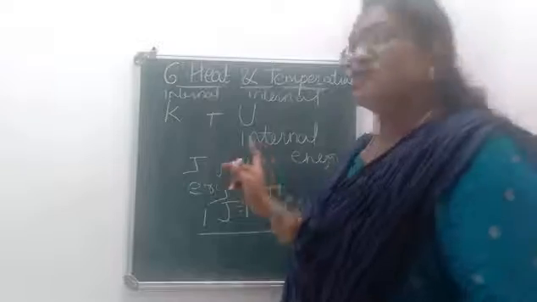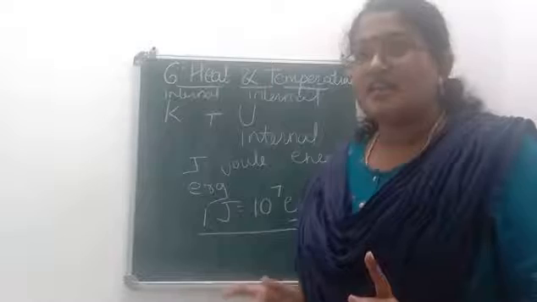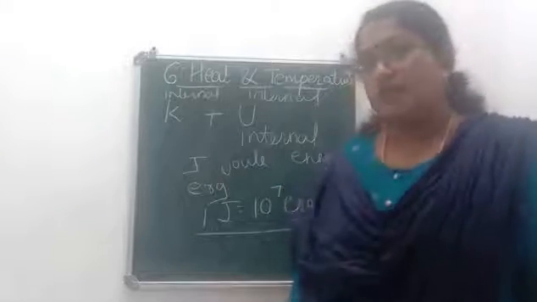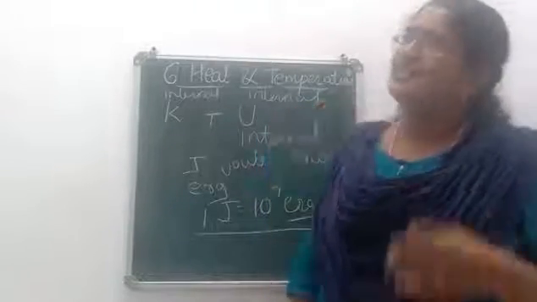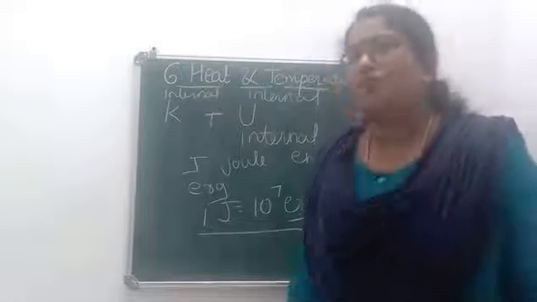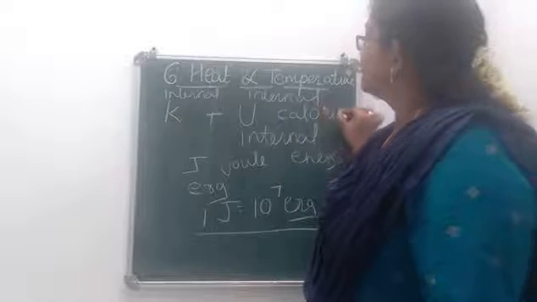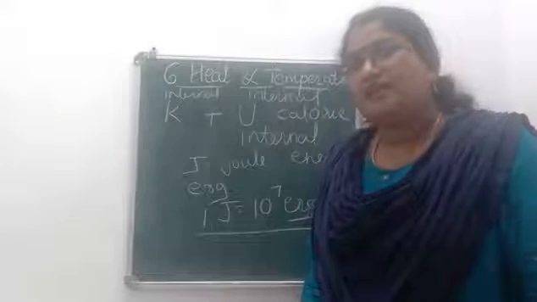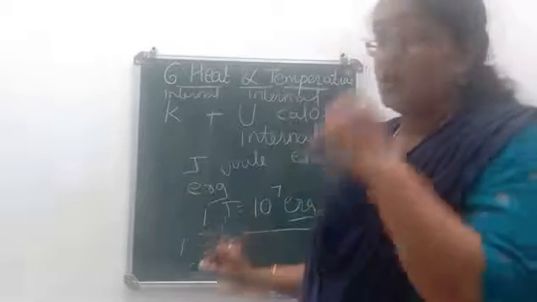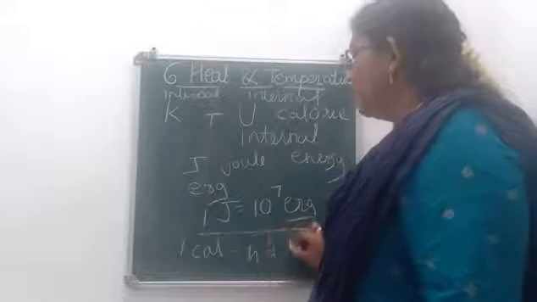SI unit for heat is joule, CGS unit is erg, and the relation connecting SI and CGS unit is 1 joule is equal to 10 raised to 7 erg. Now usually heat is not given in joule or erg, which is the commonly used or the commercial unit of heat. Commercial unit of heat is calorie, isn't it? Heat is commonly measured in calorie. And how can you relate calorie with the SI unit of heat? 1 calorie is equal to 4.2 joule.